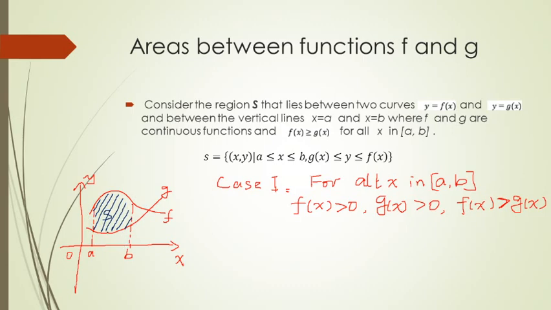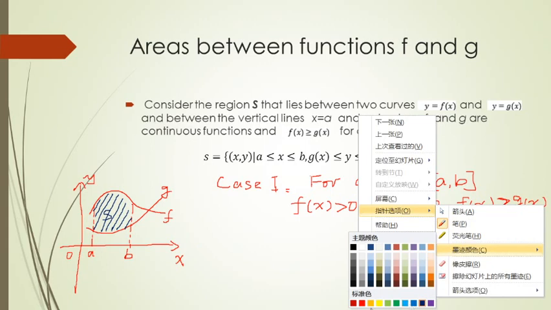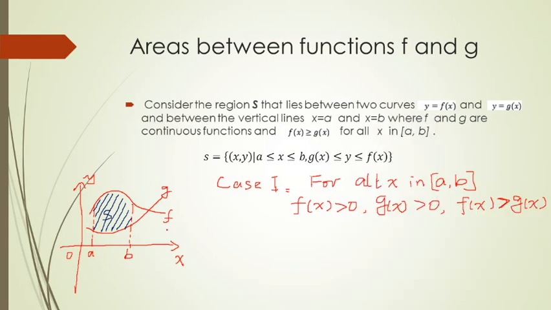So here it's a similar idea. We are interested in the area of this region S. So what can we do? We can cut this region into n strips, and we are going to use approximating rectangles to estimate the area of this region S.